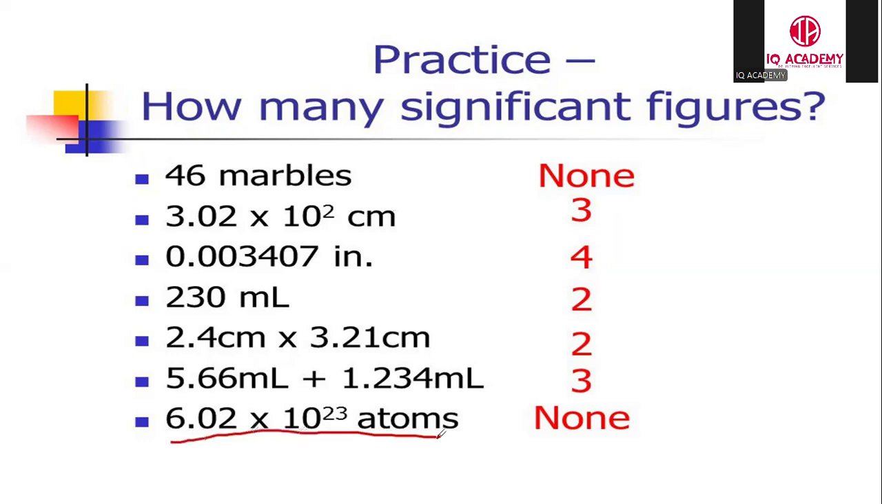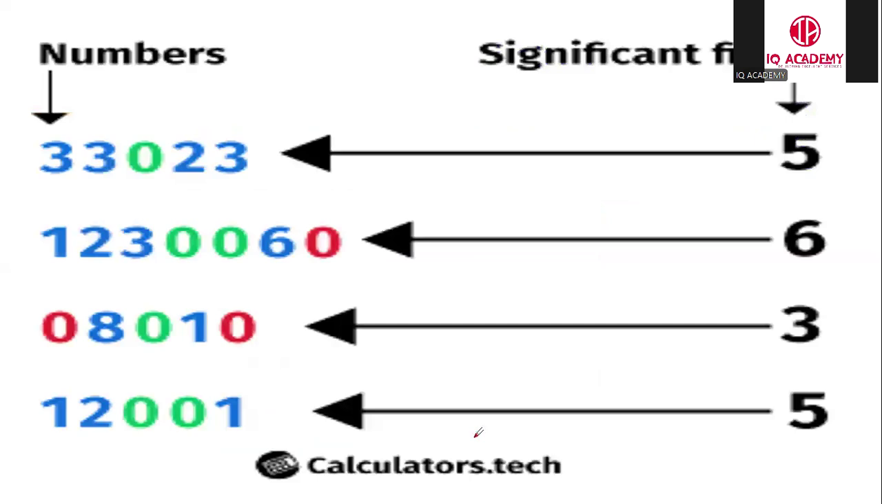6.02 multiplied by 10 to the power 23 atoms. Okay, how many significant figures are there? None. Why? Because this is a numeric definition. We are saying one mole of anything contains this number of atoms. So there are no significant figures in this number. Okay, and then we move on. This was me trying to illustrate what I was talking about. You can go through this.